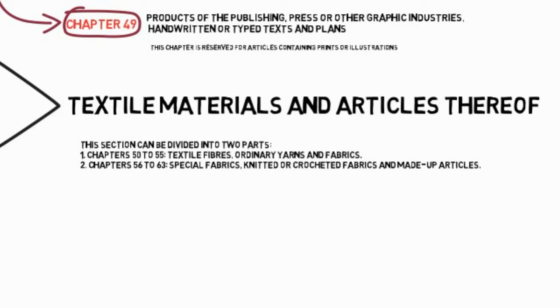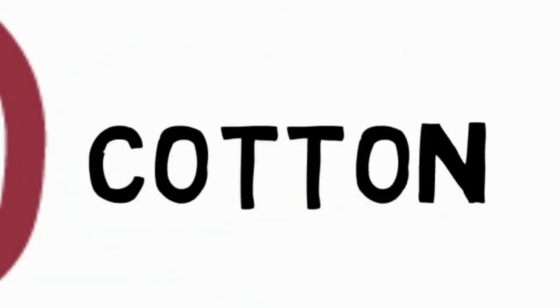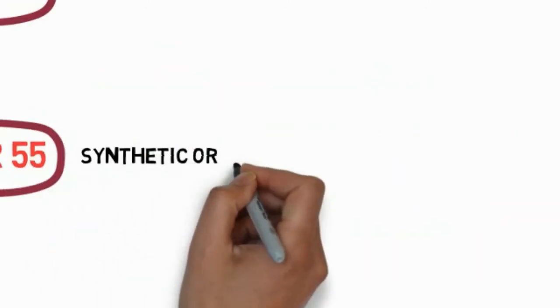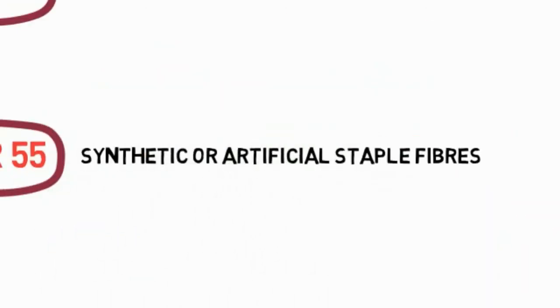The first part shows in order the different textile materials, in other words, those of animal origin, those of vegetable origin, and those of chemical origin, in the form of fibers, ordinary yarns and ordinary fabrics, in the following order. Chapter 50: Silk. Chapter 51: Wool, fine or coarse animal hair, horsehair yarn and woven fabrics. Chapter 52: Cotton. Chapter 53: Other vegetable textile fibers, paper yarn. Chapter 54: Synthetic or artificial filaments. Chapter 55: Synthetic or artificial staple fibers.